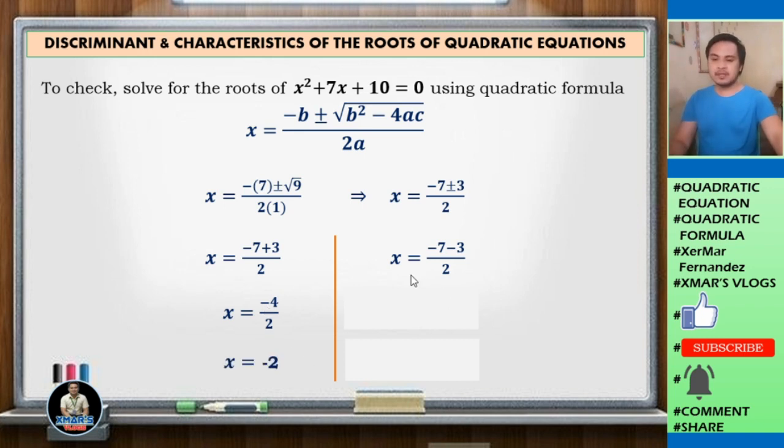Next, let us simplify this. For negative 7 minus 3 all over 2, we have negative 10 over 2. And negative 10 over 2 is negative 5. So we have x equals negative 5. So as you can observe, the values of x are negative 2 and negative 5. They are distinct. They are different.